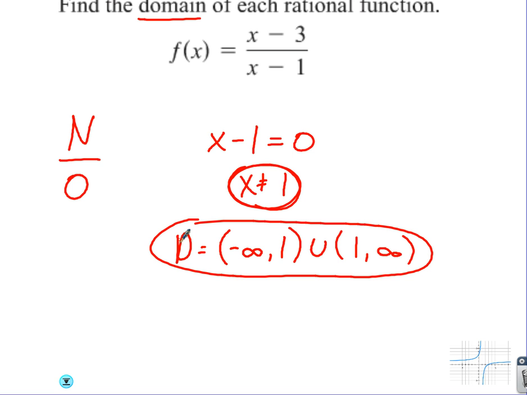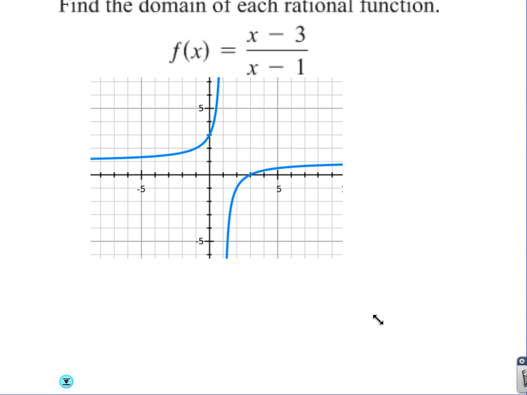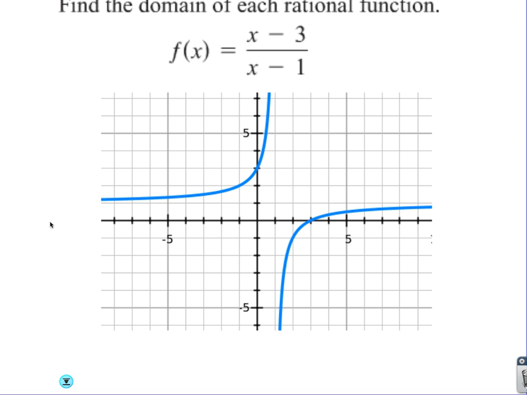Now, what we're going to do with the rest of this chapter is look at what's going on with a function like this at these excluded values. I'm going to go ahead and show you a graph of what this looks like. I've got a graph down here. This is the graph of x minus 3 over x minus 1. It's not your normal polynomial graph that we've been covering. These are not continuous functions. You can't draw them without lifting your pencil.